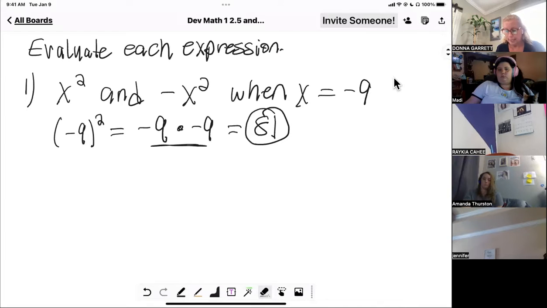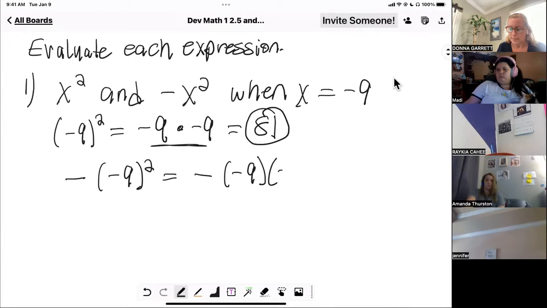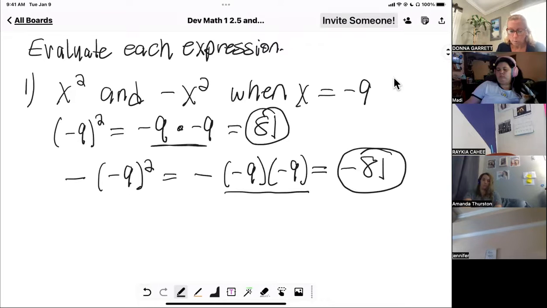Now, the second one you have to be really careful with, because negative of -9 squared is negative of -9 times -9. So then we have -9. Well, I'd rather do this: -9 times -9 is 81 positive, so the answer is -81. That's only because it's negatives on the outside. Doing right?